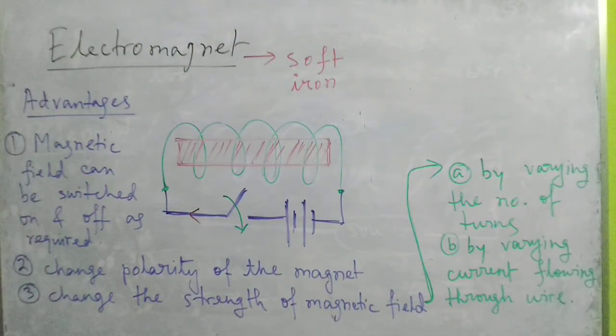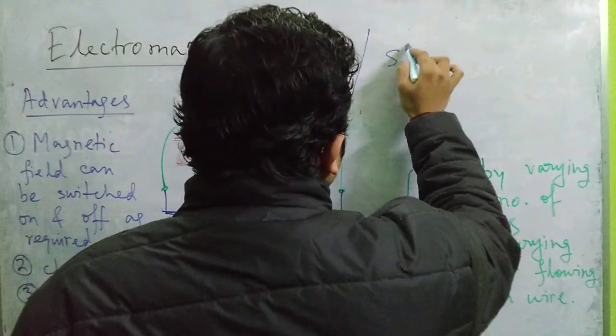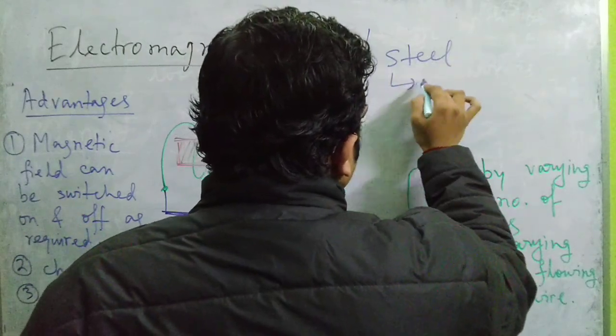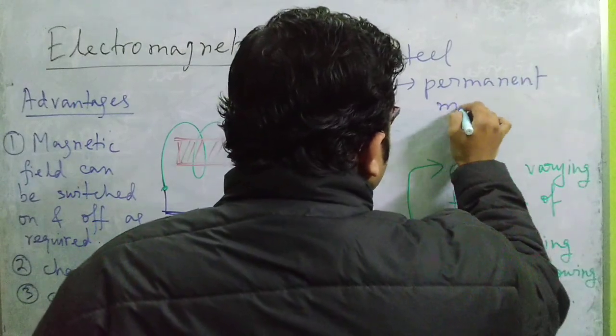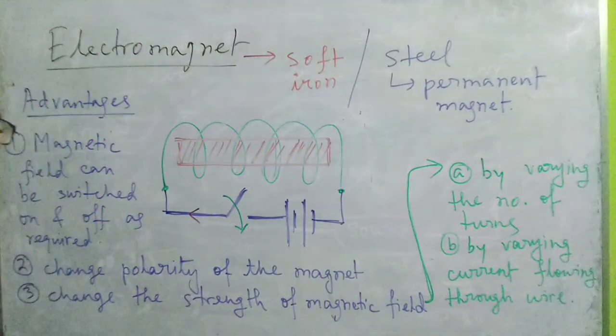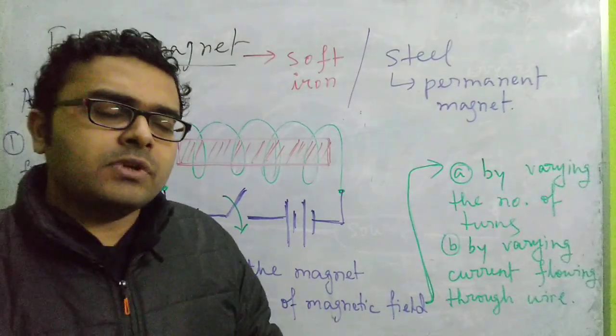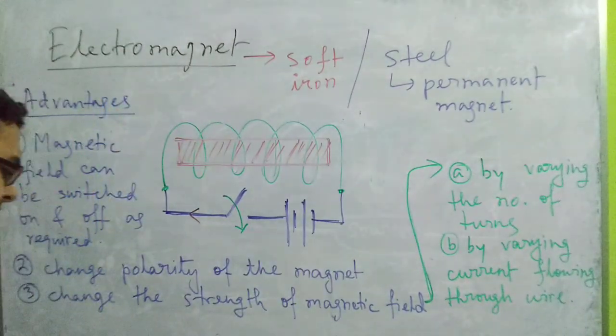Whereas in the case of a permanent magnet, what do we use? We use steel as the core. So steel is used for making permanent magnets. Why? This is because of the ability of steel to retain magnetic properties more than soft iron. Soft iron can be magnetized very easily, and it can also get demagnetized just as easily. While steel needs time to get magnetized, once magnetized, it does not easily get demagnetized. Hence, it is used for a permanent magnet. So I think the comparison between electromagnet and permanent magnet is clear to all of you.